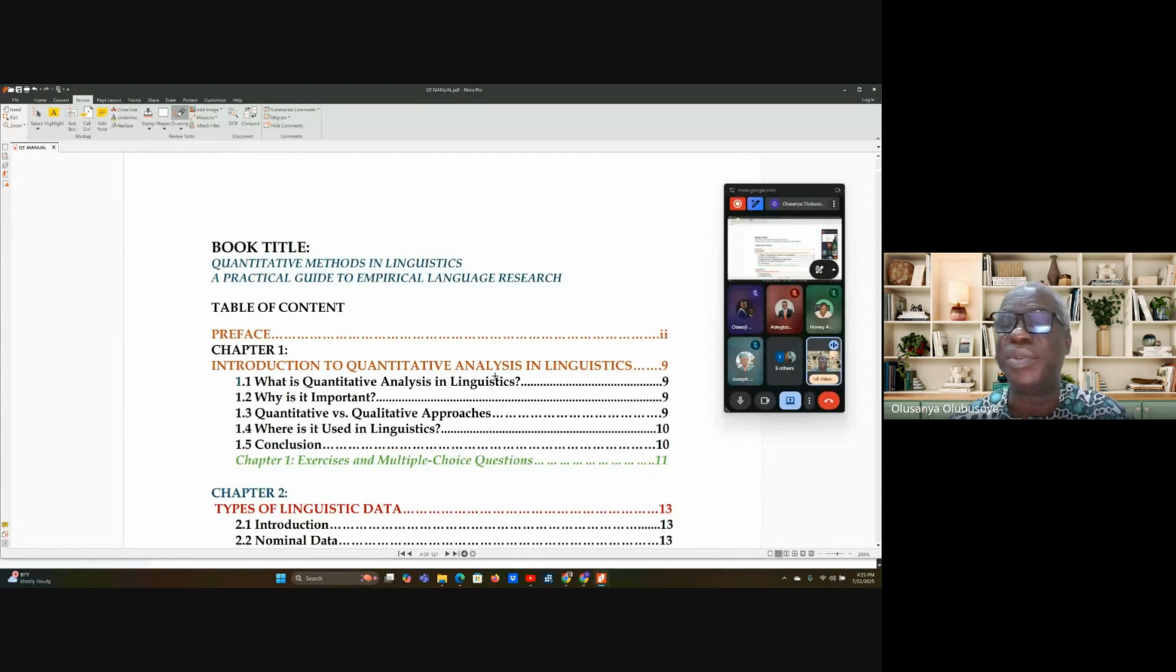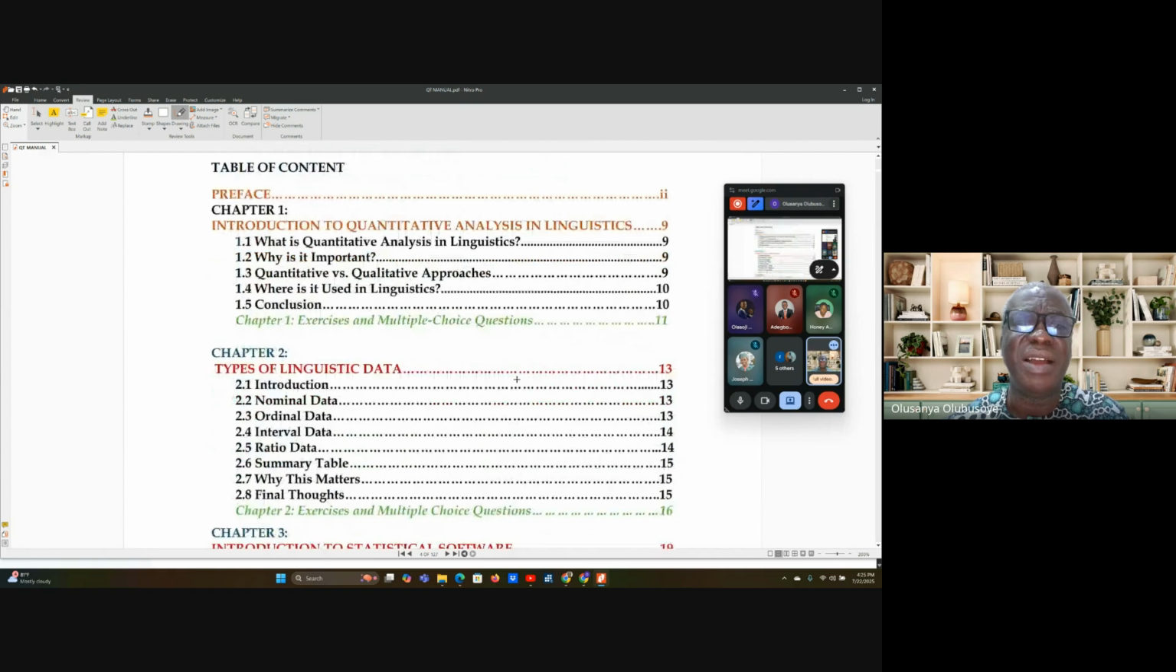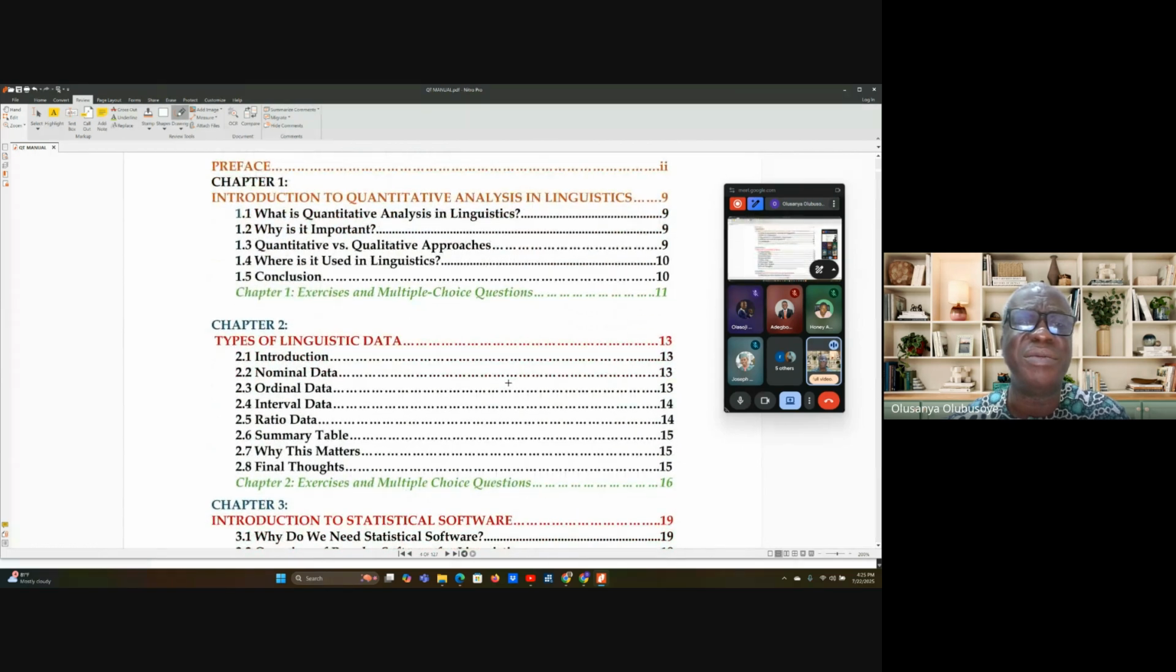Why is it so important? And also, how do we distinguish between quantitative and qualitative approaches? So these are issues we will possibly discuss today. And then that will lead us to the next topic on types of linguistic data.